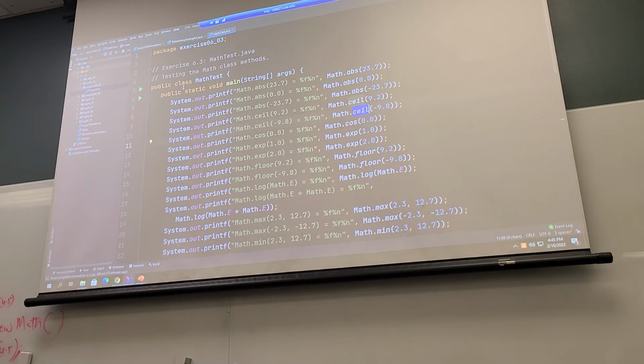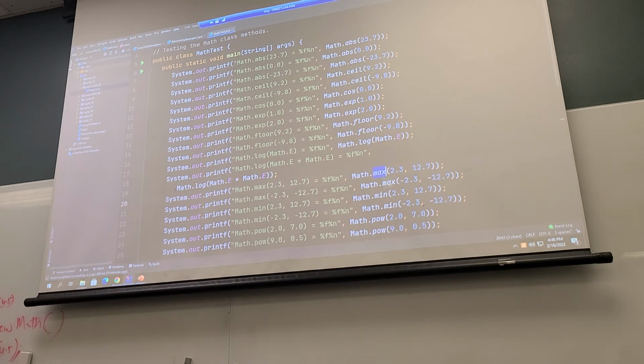If it's a round, what is going to be 8.9 round? 9. If it's 8.4, what is round? 8. So that's regular math, you know. Okay? So that's what round, floor. You may get questions on floor, round, all that stuff. Even Math comes with the max method and min method.